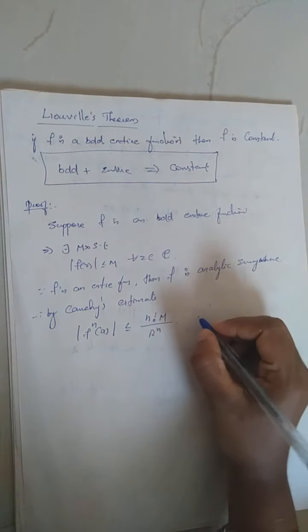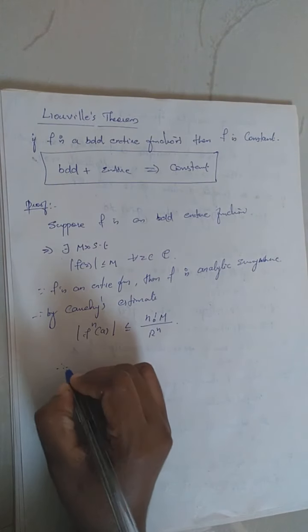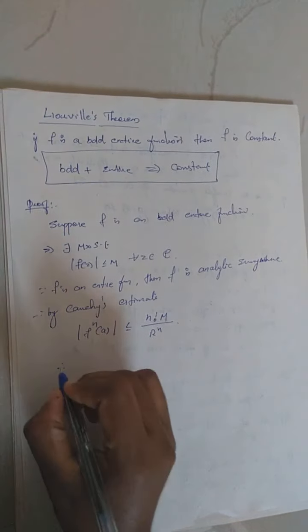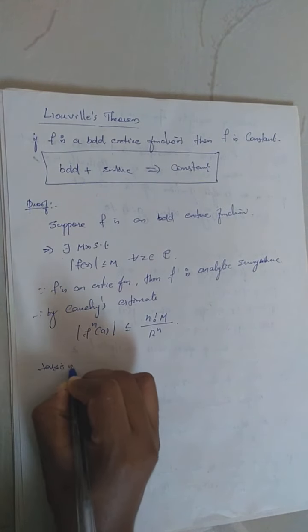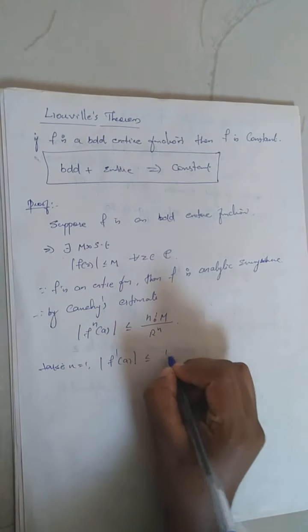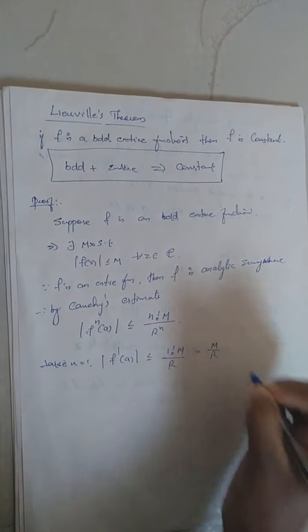Right? R raised to n. Okay. Therefore, what you get now? Which implies, now take n equal to 1. Therefore, modulus of f dash of a will be less than or equal to 1 factorial M by R, that is M by R.